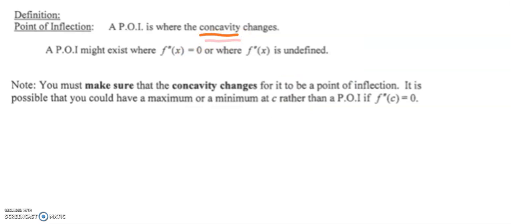So we find a point of inflection by setting the second derivative equal to 0 or finding where the second derivative is undefined. Just like with maximums and minimums from the first derivative, in order to be a point of inflection, we actually have to change signs, okay? So you can't just have a negative and a negative next to each other. You'd have to go negative to positive or positive to negative.